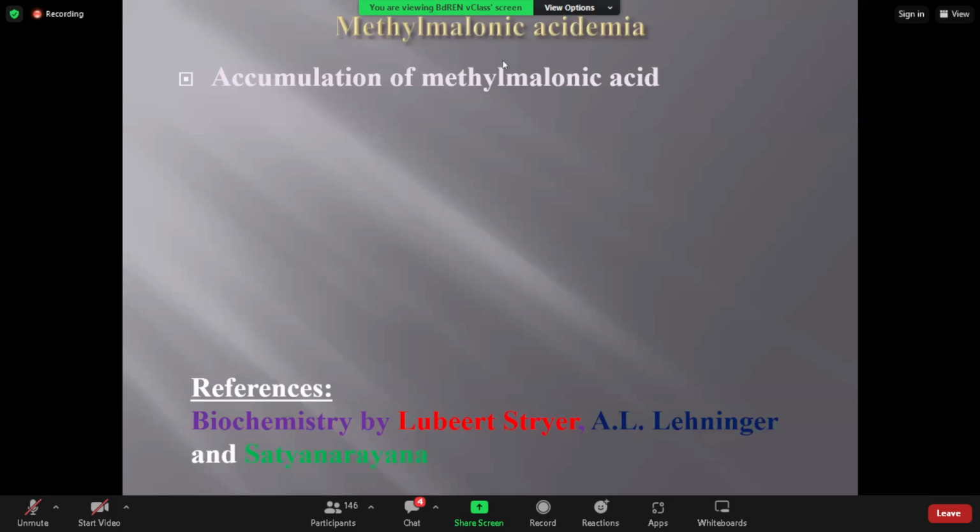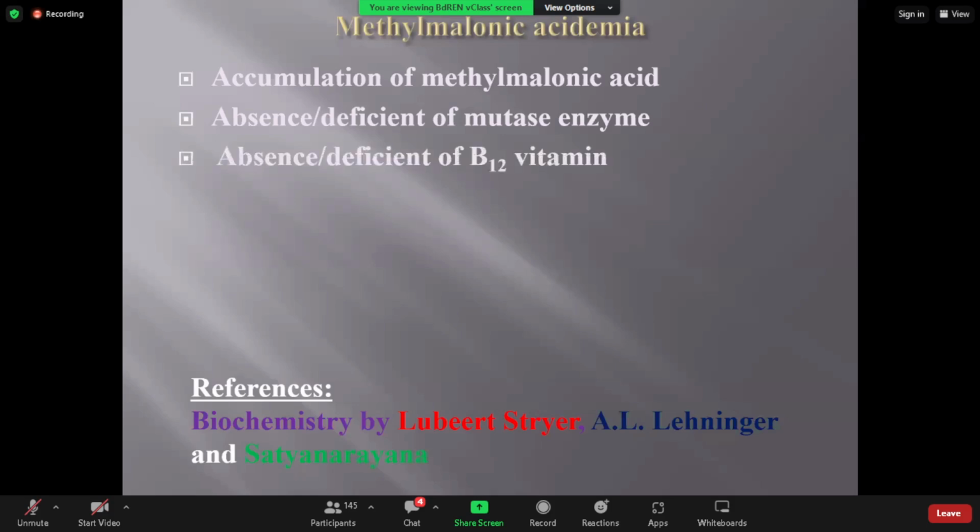So this is methyl malonic acidemia. It happens due to the accumulation of methyl malonic acid, or the absence or deficiency of the mutase enzyme. This is the number 3 enzyme. Or it may happen due to the absence or deficiency of the vitamin B12 coenzyme, because this enzyme is vitamin B12 dependent. So it is a coenzyme.